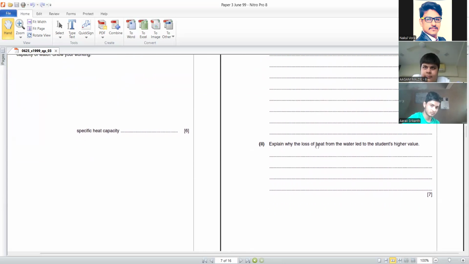ठीक है. Explain why the loss of heat from the water led to the student's higher value. Some amount of heat it simply gets lost into the surroundings. So it takes more time for the temperature to rise. How will I write it? Some of the heat supplied does not end up in the water. मैंने जो हीट सप्लाई किया था वो हीट पानी में नहीं गया, कहीं और ही चला गया. टाइल्स में चला गया, पाइप में चला गया, कहीं और चला गया. वो हीट एब्जॉर्ब हो गई ना स्विमिंग पूल के अंदर.